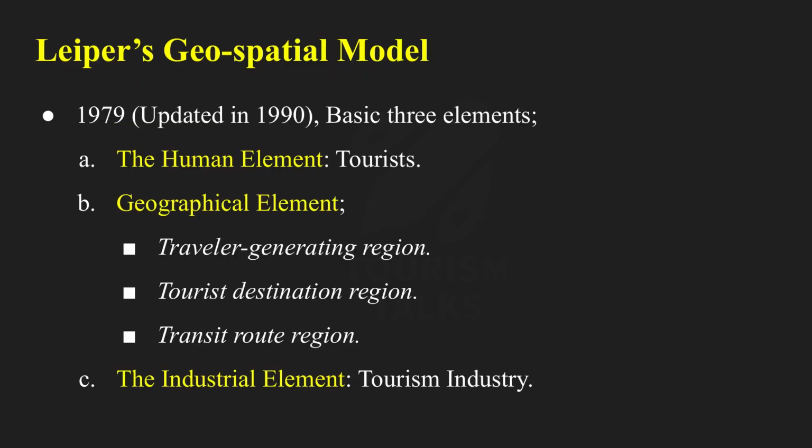Leiper's geospatial model is based on systems approach. Neil Leiper suggested a model in 1979, later updated in 1990, which has three elements: the human element, the geographical element and the industrial element. The human element means tourists or travelers. The geographical element includes traveler generating region, tourist destination region, and transit route region. The industrial element indicates the tourism industry.